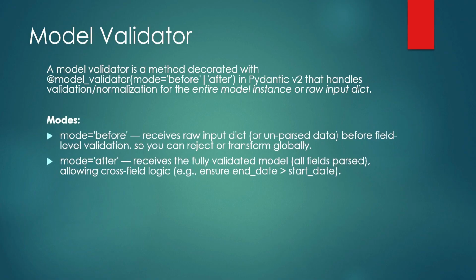So modes are the same as field validator. Mode before receives the raw input dictionary, that is unparsed data before field level validation, so you can reject or transform globally. Mode after receives the fully validated model, all fields parsed, allowing cross field logic. For example, if you want to put any logic that the end date has to be greater than the start date, this type of validation we can perform using model validator. I'll show you in practical, don't worry.